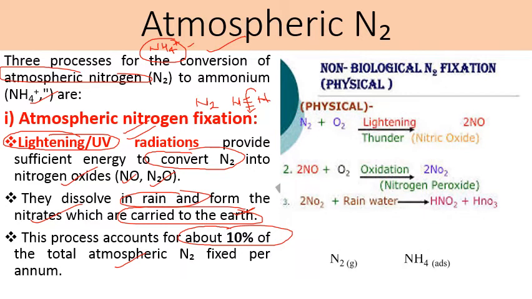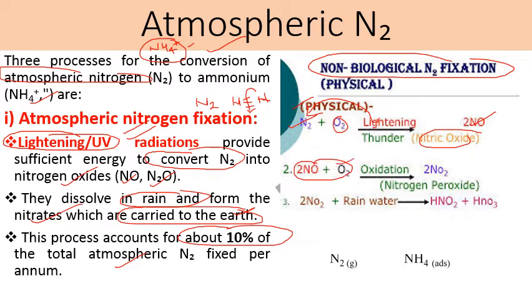This image shows how nitrogen fixation occurs by the physical method, that is non-biological nitrogen fixation. Here molecular nitrogen combines with oxygen, and before that, lightning provides sufficient energy by which the nitrogen molecule breaks. Then it combines with oxygen to form nitric oxide. Now this nitric oxide will undergo oxidation again. It combines with oxygen to form nitrogen peroxide. Then this nitrogen peroxide will combine with rainwater to form nitrous acid and nitric acid. These come with rainwater to the earth surface, and then they are converted into various salts of nitrite and nitrate, which are available for plants.